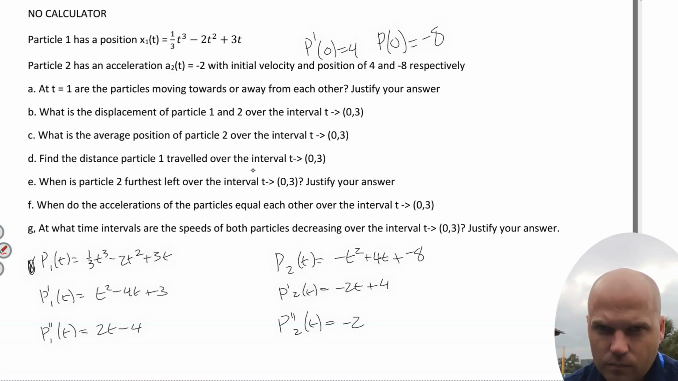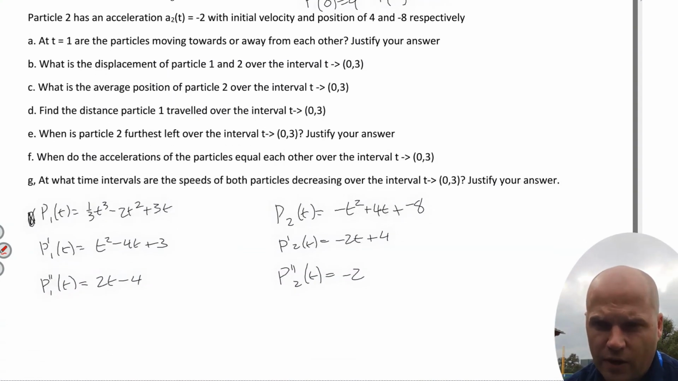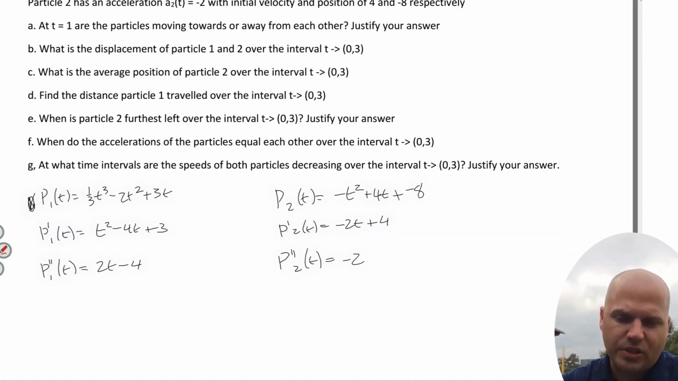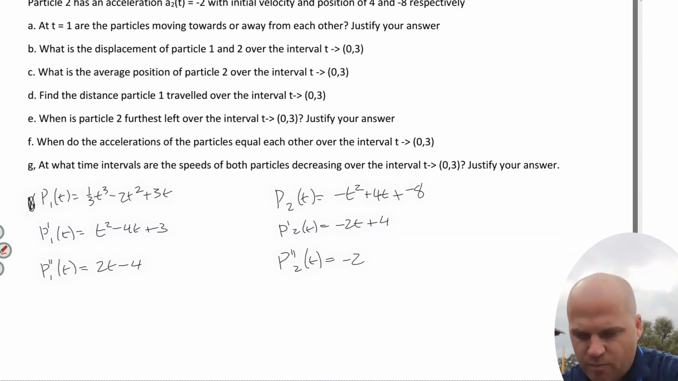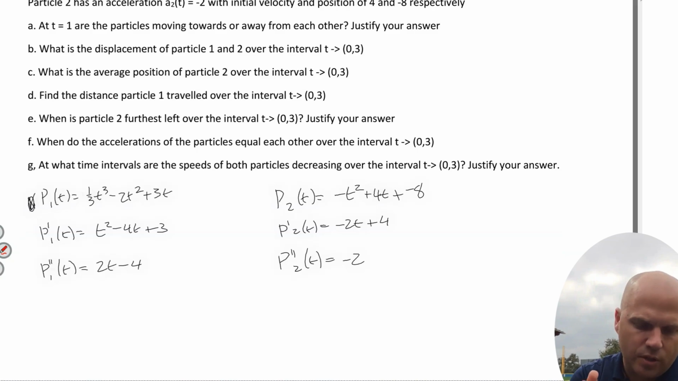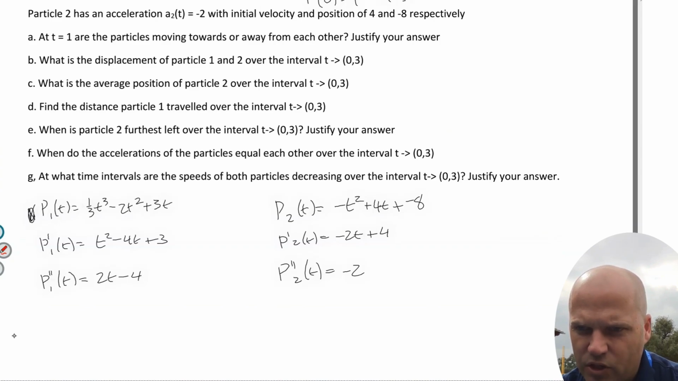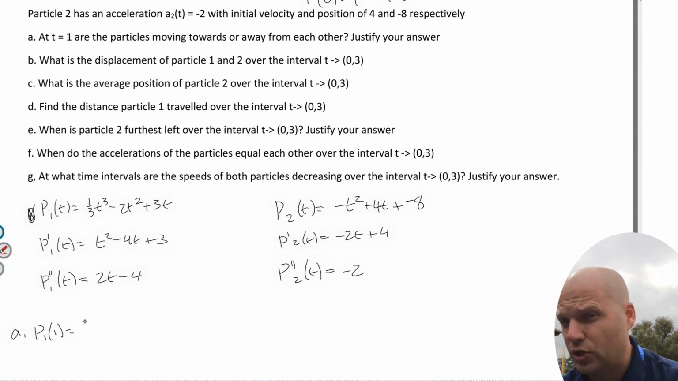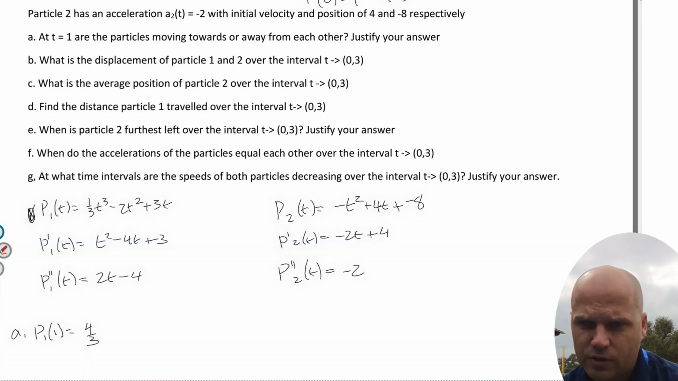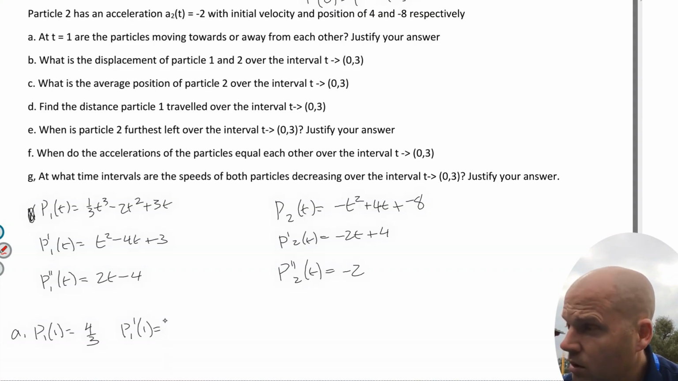All right. Towards or away from each other. I got to know where they are and how their position's changing. So I got to find the position of particle 1 and the position of particle 2, and then look at the derivative of the position for both of those at that time. So position of particle 1, this is part A, at 1 is a third minus 2 plus 3. So that's a third plus 1, which is 4/3. The change in the position of particle 1 is 1 minus 4 plus 3, which is 0.